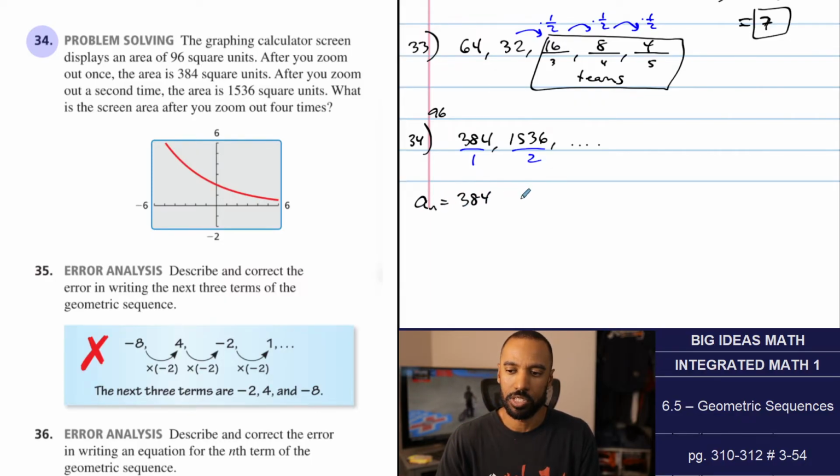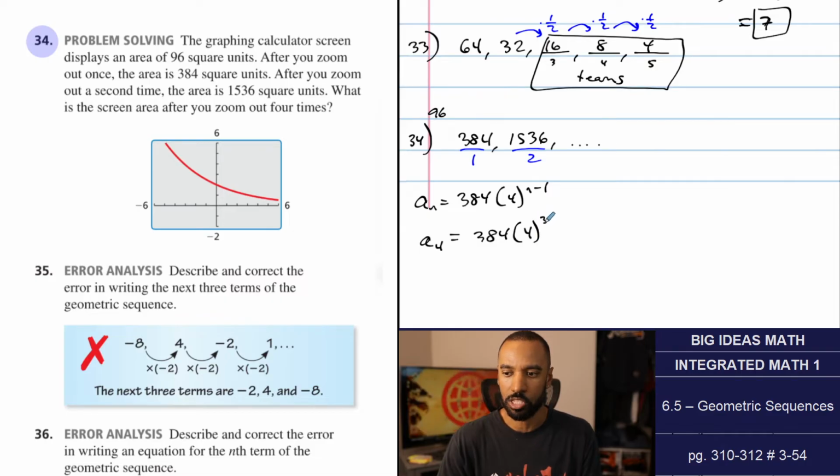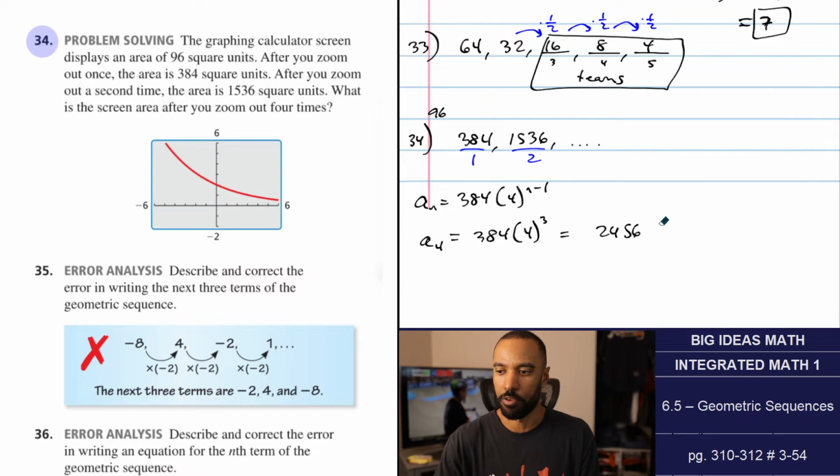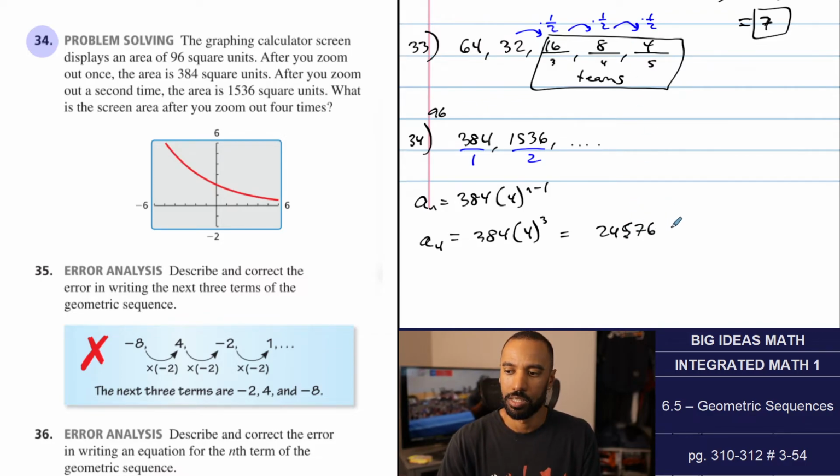So my sequence looks like this. The fourth term will be the fourth zoom out based on how I set this one up, and that's going to be raised to the third power there. So I'll do 384 times 4 cubed on my calculator. And I'm getting 24,576 square units. That is the area, based off our window range, our length times width. Square units like that. Okay.